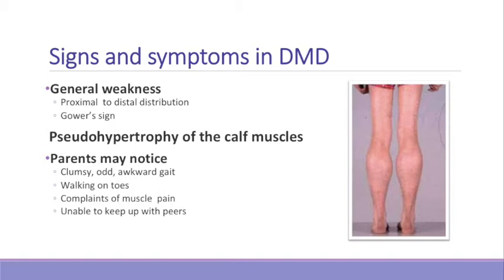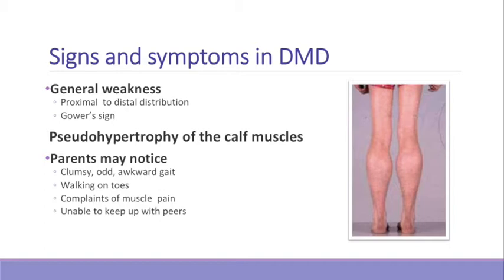Gower's sign is usually the first indication. That is when the child is trying to transition from sitting to standing. They will begin walking their hands up the thighs to assist in that position change.